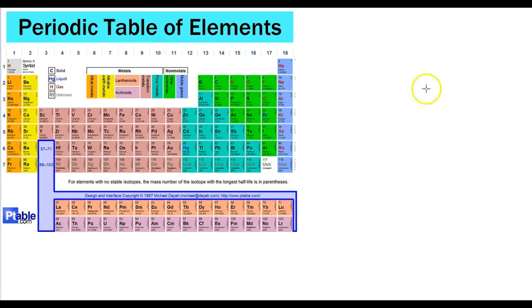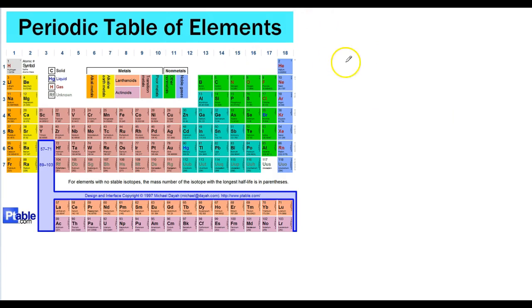All right, so what I want you to remember is, for example, up here is hydrogen, and over here is helium. Remember that these two are in a row together. What this means is anybody that's over here on this row means that they have full valence shells.